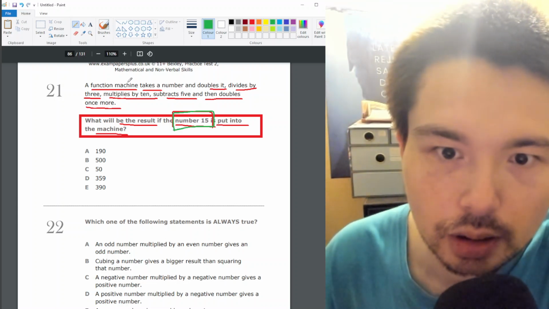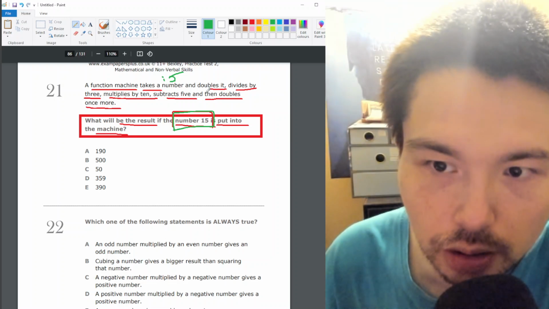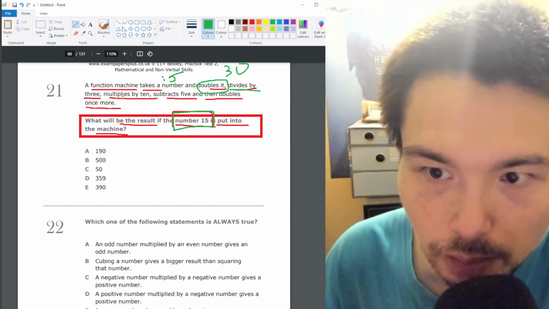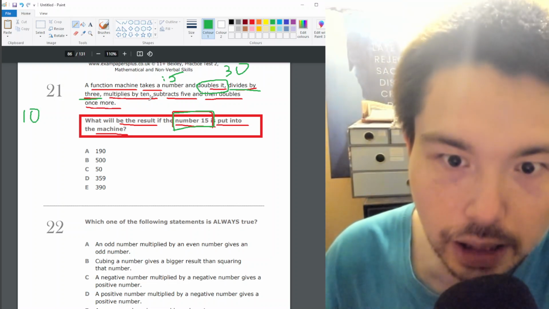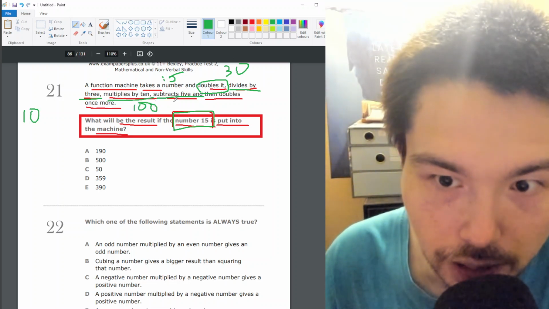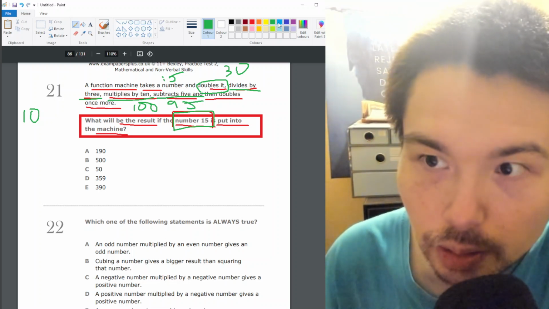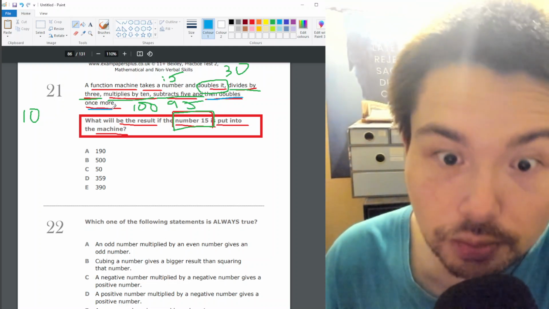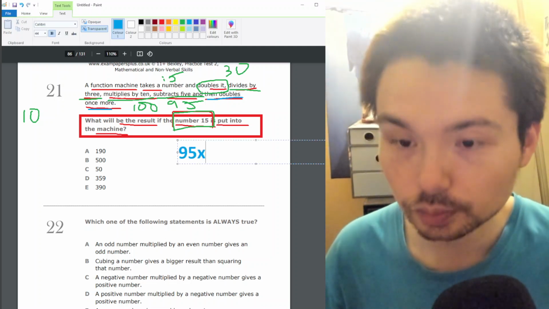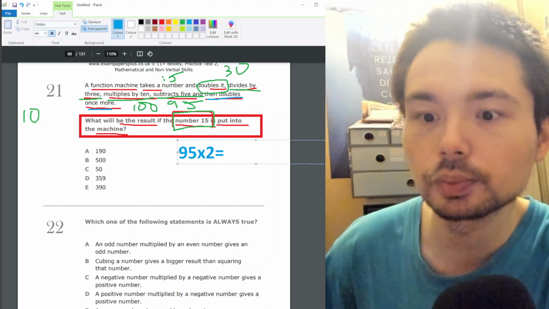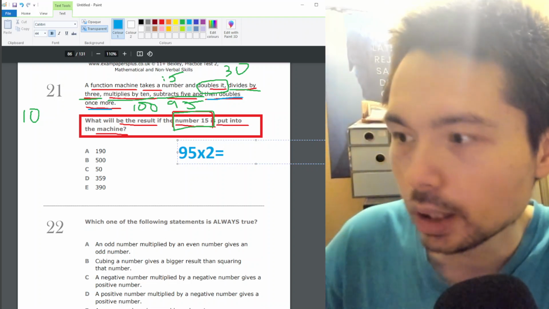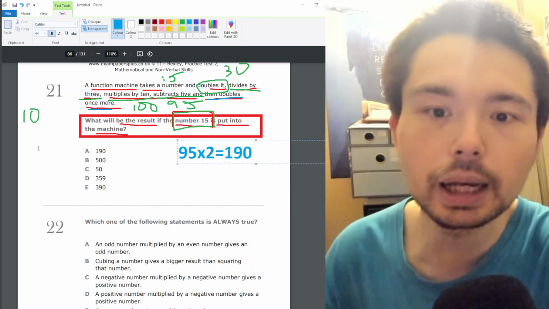Here we go. A machine takes the number 15. Look, you double it. 15 times 2 is 30. Then you divide by 3, which is 10. Take the answer. 10 times 10 is 100. 100 subtract 5 is 95. And then you double it. You can write it down. Do it yourself. You have 5 seconds. 95 times 2 is... 190. Done. A.